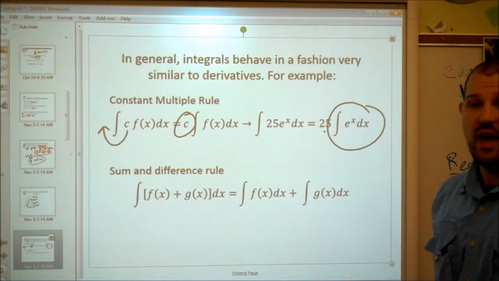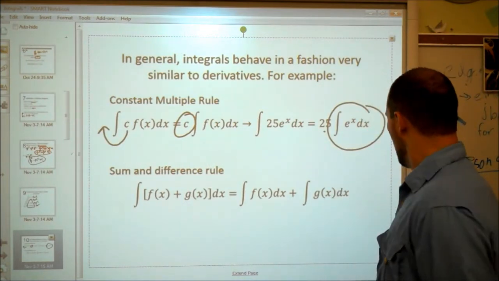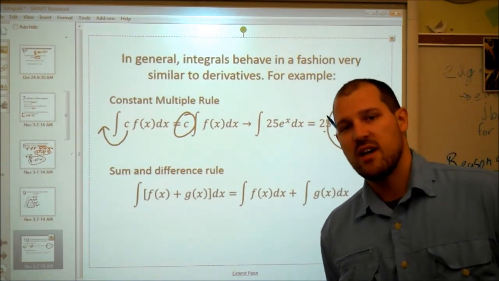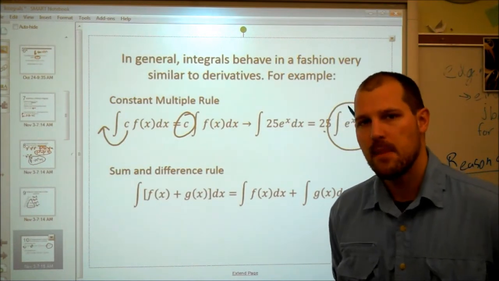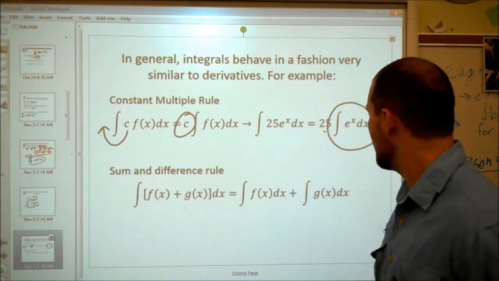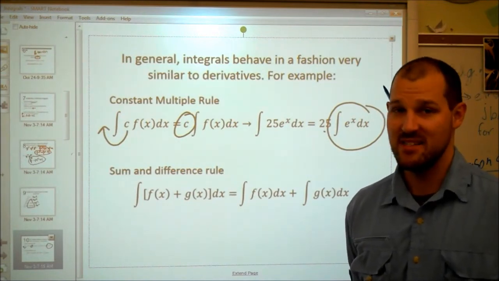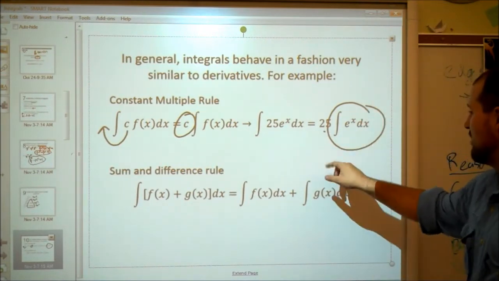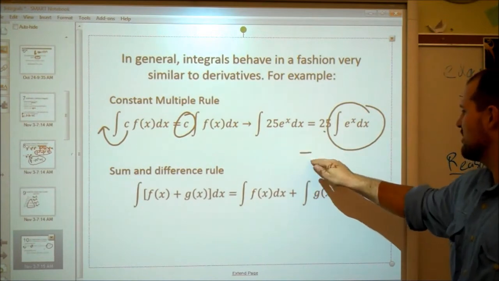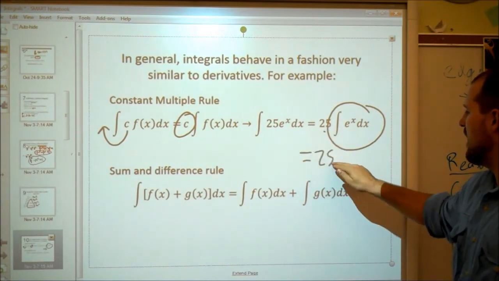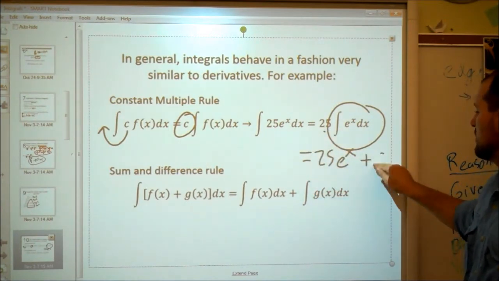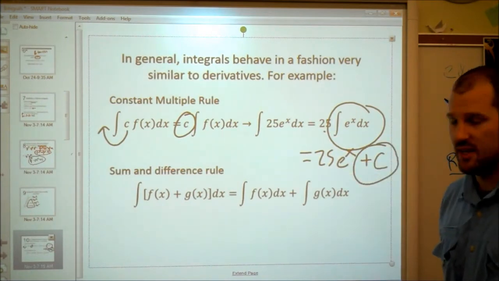e to the x. Hey, by the way, do you remember what the derivative of e to the x was? Based on that, what do you think the antiderivative of e to the x is? It's its own derivative and its own antiderivative. So what is this? This actually turns into 25 e to the x plus c. Don't forget the plus c.